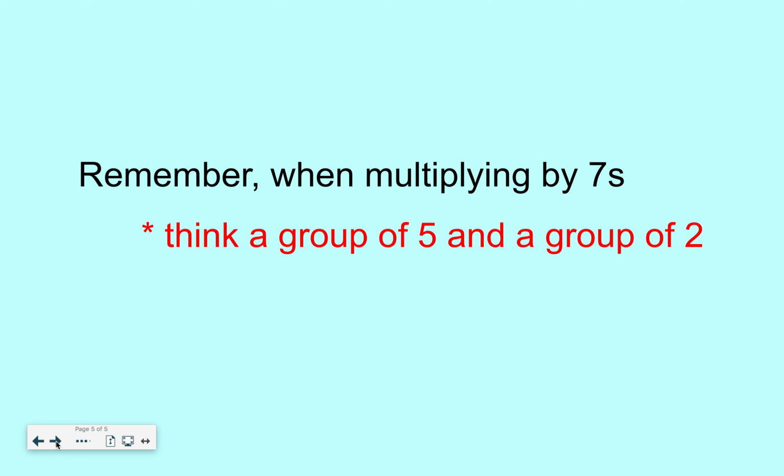So remember, when multiplying by 7s, as within all problems, I would stop and think which is the best strategy to use for this problem. If you decide it is your 7s strategy, think of a group of 5 and a group of 2.